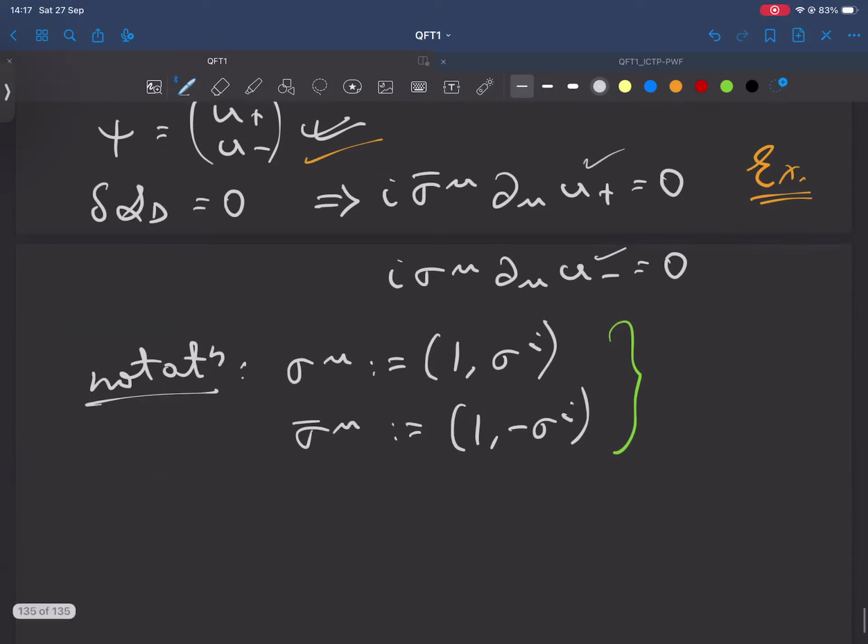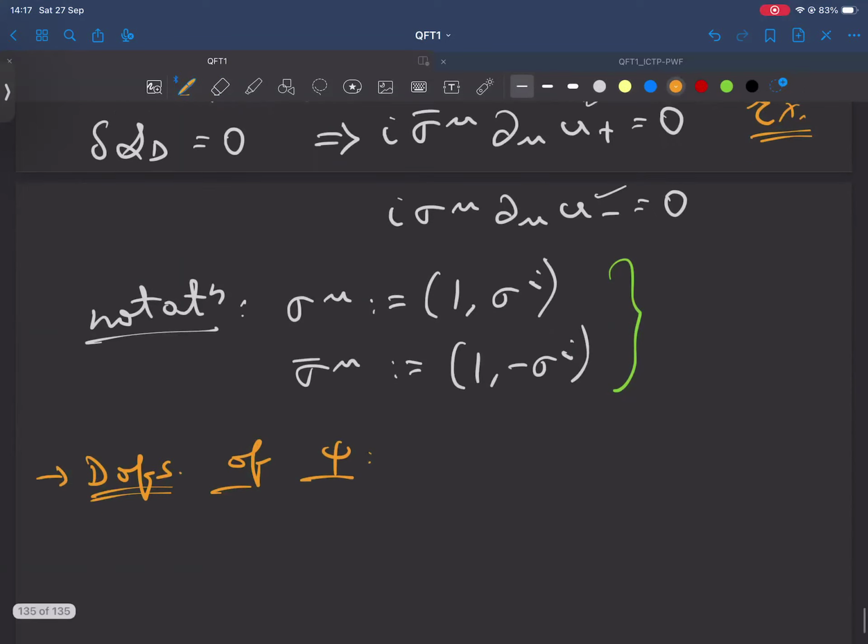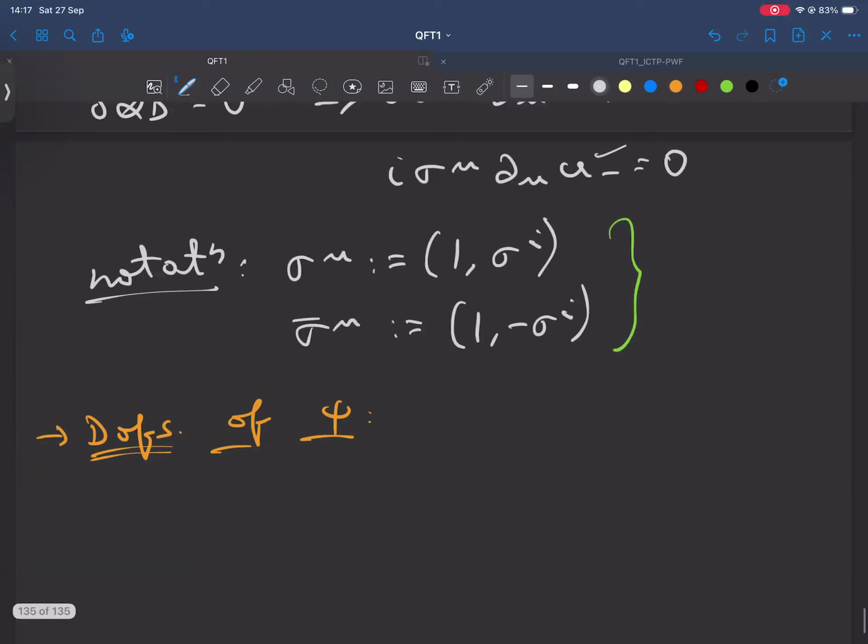So before that, let us discuss very briefly the degrees of freedom of the Dirac equation. So, what are the degrees of freedom of the Dirac spinor? Note that psi has 4 components, and it's a complex field, so it has 8 real components.